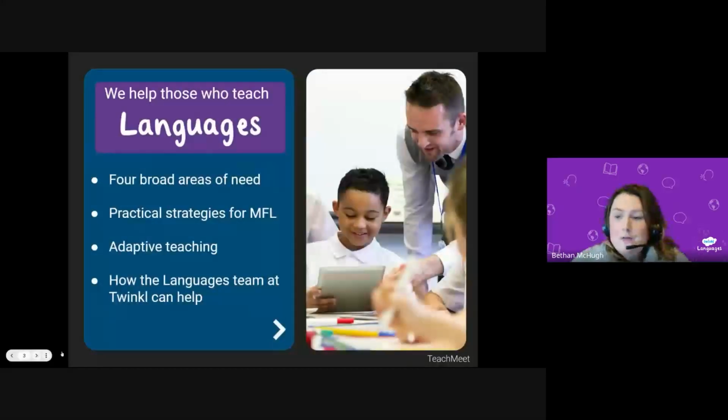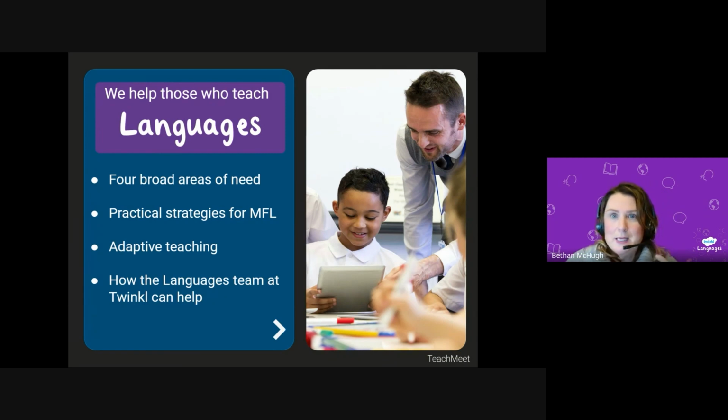So I want to look at the 4 broad areas of need which have been identified by the DFE SEND Code of Practice, because essentially it makes sense to follow any official guidance with regards to that. But actually talking about what that means in terms of day-to-day teaching and learning, and what that means as a language teacher. I want to look at some practical strategies for MFL, just simple things, talking about how we can perhaps adapt our practice just to make it more inclusive and really help the children that we have with us. I want to touch on adaptive teaching.